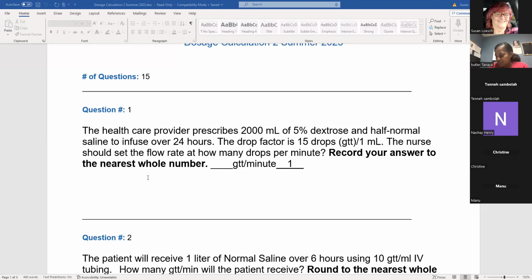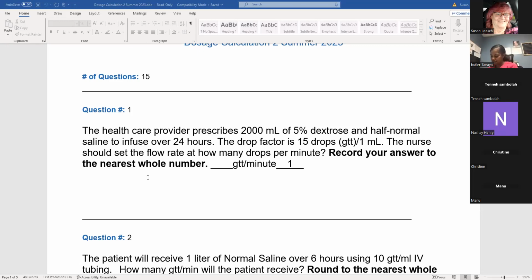So let's take our numbers out of here. I'm going to take my total volume, which is what? 2,000. Then I got to take my time, which right now it's in hours. So that means I got to convert it because that has to be in minutes. And that's 24. And then my drop factor, which is 15.